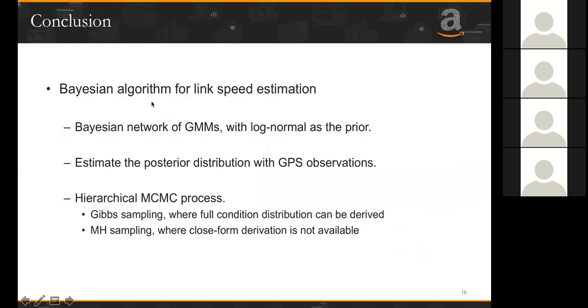So the conclusion is we propose a Bayesian algorithm for link speed estimation. The Bayesian network of a Gaussian mixture model with log normal as prior. We estimate the posterior distribution with GPS observations. We propose a hierarchical MCMC process. We use Gibbs sampling where the full conditional distribution can be derived, and we use MH sampling where closed form derivation is not available.